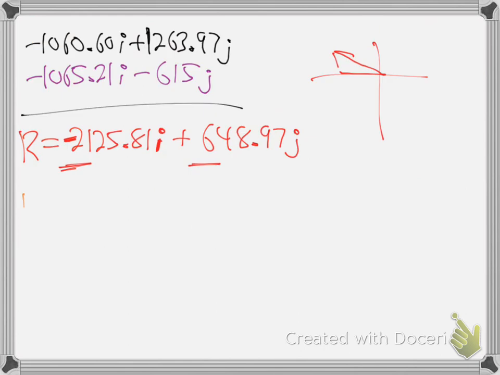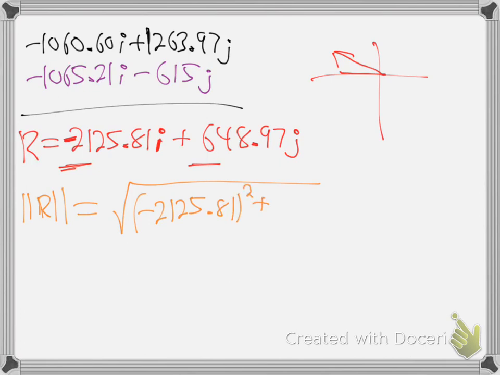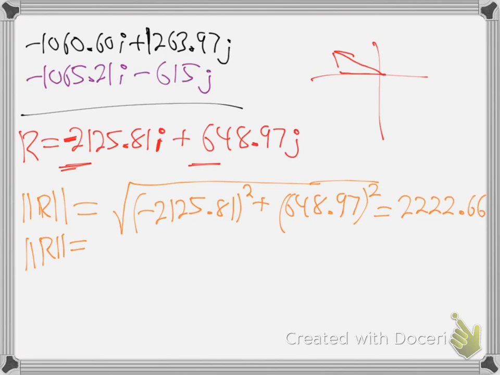So let's find now the magnitude of R. So what is the total force? You know how to do that, Pythagorean? Square root of negative 2125.81 squared plus 648.97 squared. I've already got it on the screen here. And I'm getting the magnitude of 2222.66. Did you all get that?